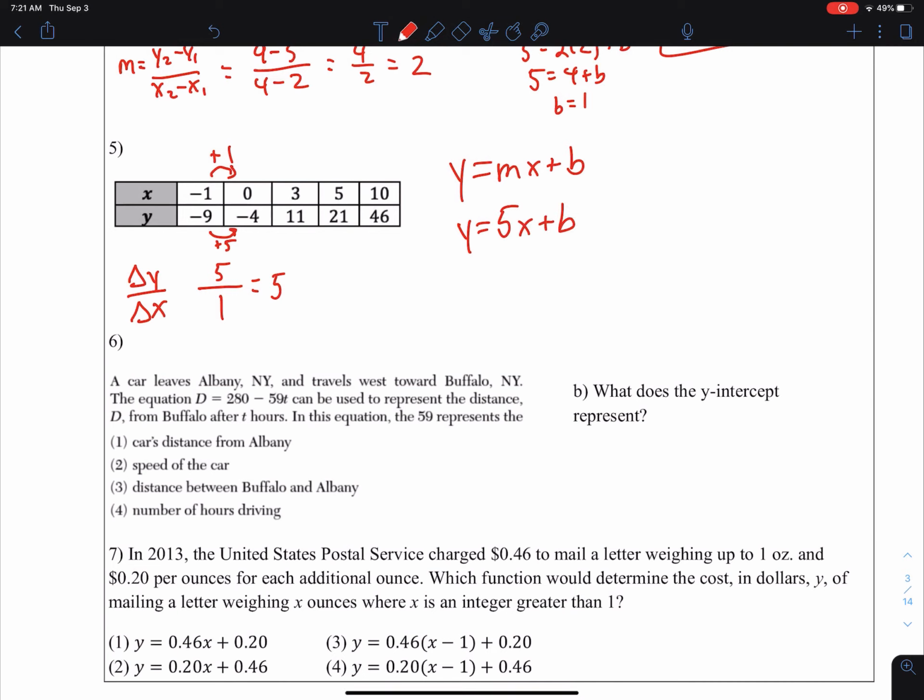Now, to find the b, you could plug in a point, like 3, 11, 3 in for x, 11 in for y. What I'm going to do is I notice the y-intercept is when x is equal to 0. So I can tell -4 is my b value. So our equation is just going to be y equals 5x minus 4. Sometimes when you're given a table or given points, the y-intercept's in there because it gives you the output when x is 0. That's the y-intercept, so you don't have to do any more work. If you notice that, boom, just plug that in for the y-intercept.